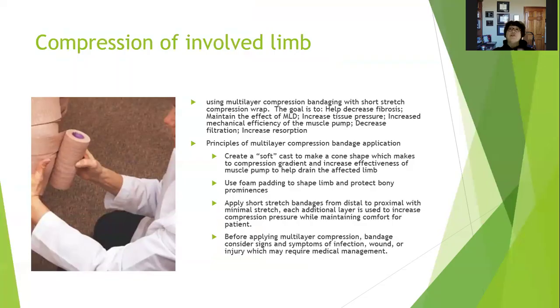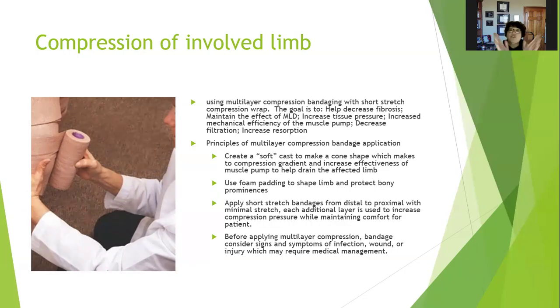Limb compression using multi-layer compression bandaging with short stretch compression wrap helps decrease fibrosis and maintain the effects of your manual lymph drainage. So usually you do manual lymph drainage followed by compression bandaging. The compression bandaging is trying to increase tissue pressure, increase the mechanical efficiency of the muscle pump, and decrease filtration and increase reabsorption. So the multi-layer compression bandage creates a soft cast to make a cone shape, which makes the compression gradient, and it increases the effectiveness of the muscle pump to help drain the affected limb.